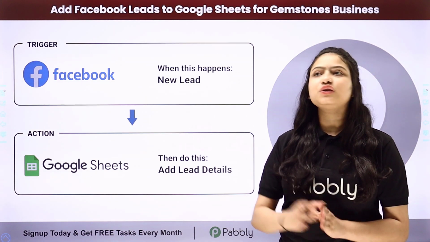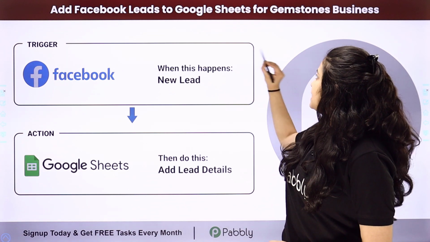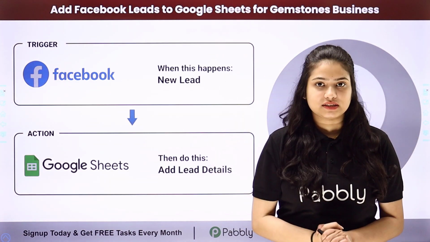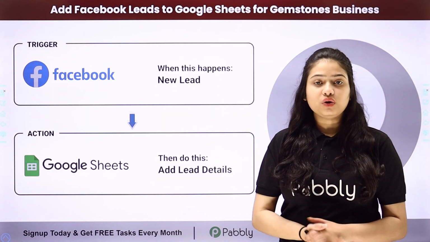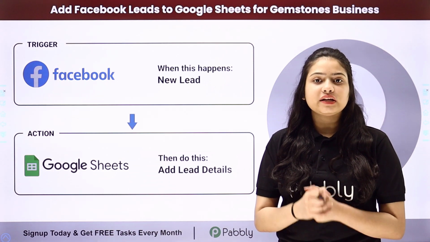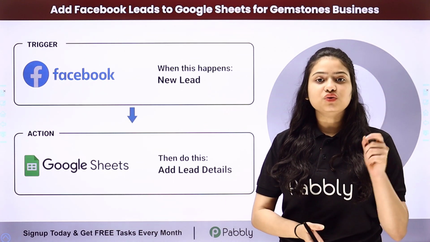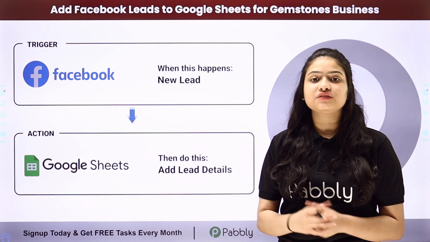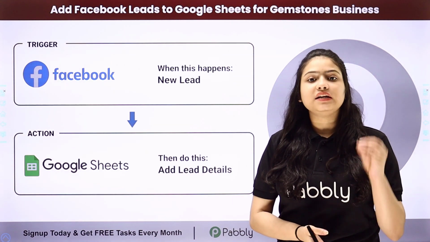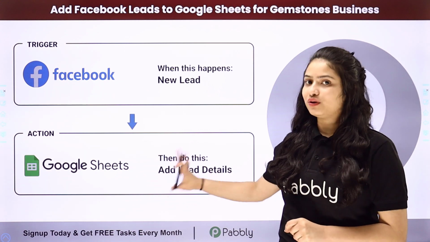In this video, we are going to learn how to add Facebook leads to Google Sheets for Gemstone business. Suppose I'm having a gem store, and to promote this business, I'm also running an ad campaign on my Facebook page. And now I want that as soon as a new lead is generated through Facebook lead ads for this business, automatically the details of that same lead should be added in my Google Sheets.